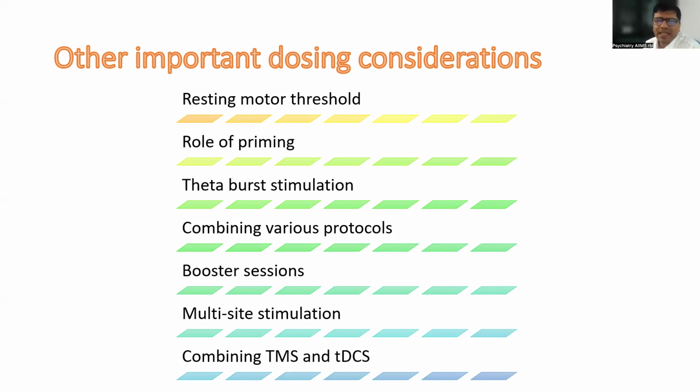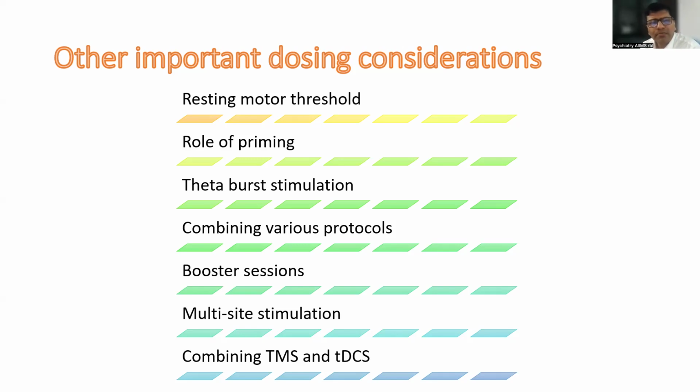The common multi-site target is the left dorsolateral prefrontal cortex with a high frequency protocol, followed by a low frequency protocol over the left temporoparietal junction. So this is a sequential stimulation of 2 sites in a given session.